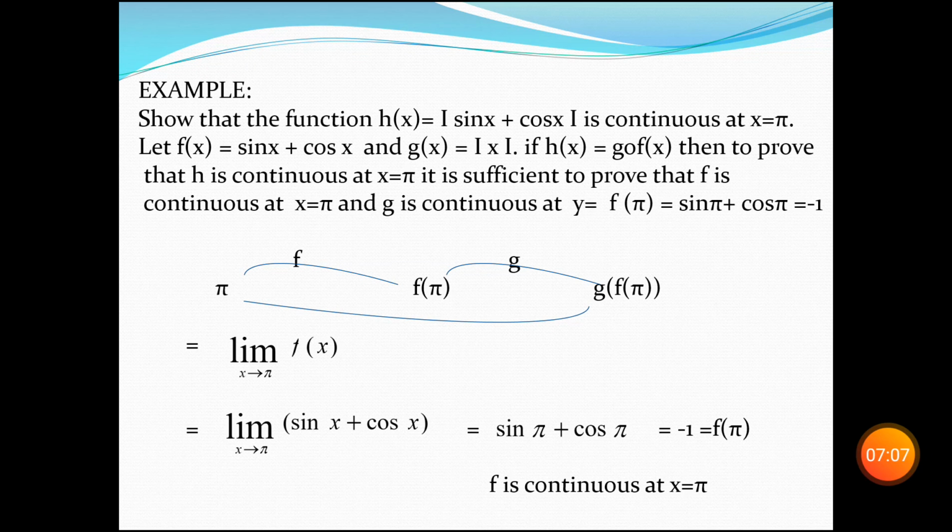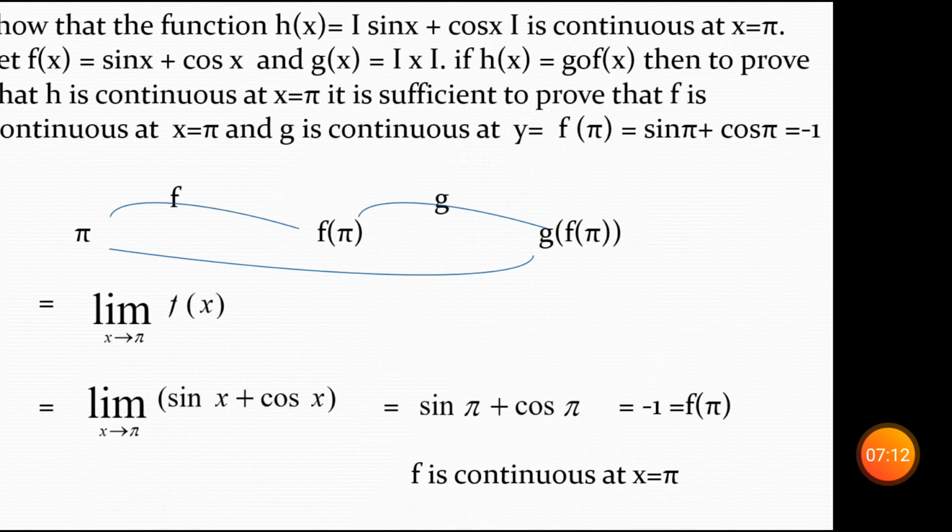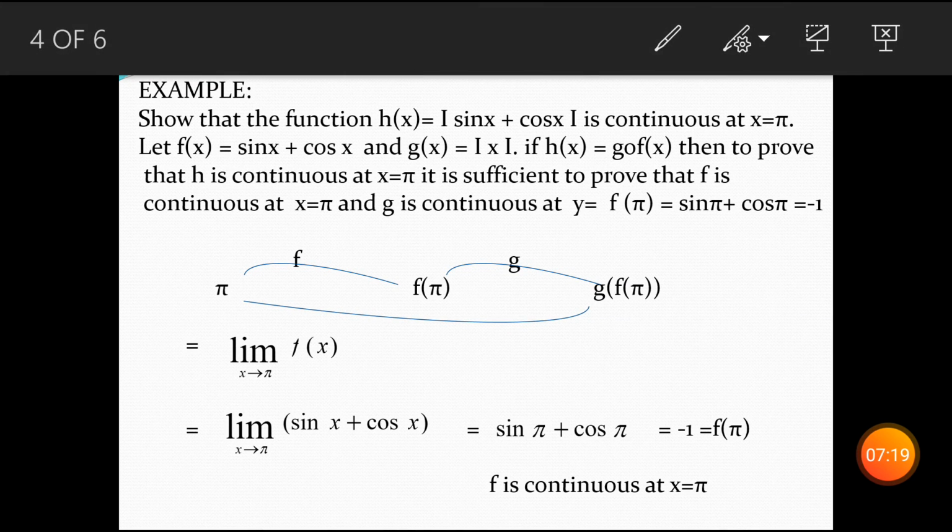What is that example? Show that the function h(x) equals modulus of (sin x plus cos x) is continuous at x equals pi. This is your question. Now how to do that? One method is very easy. First of all, obviously this is a question related to composition of functions. So we are going to break it into a composition. How? Just look at the solution. We have considered the first function as sin x plus cos x and the second function as mod x. It means the mod function we have separated from whatever was given inside.